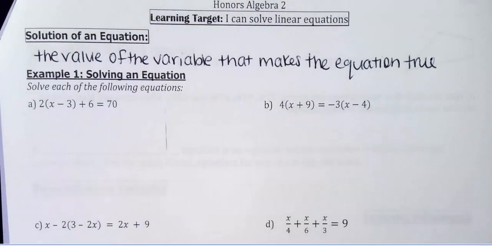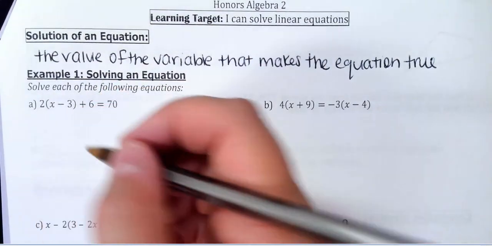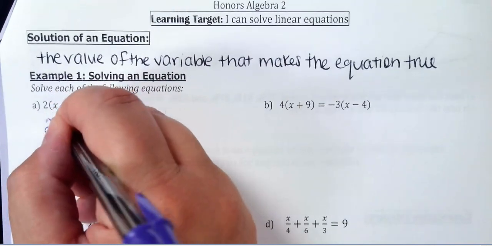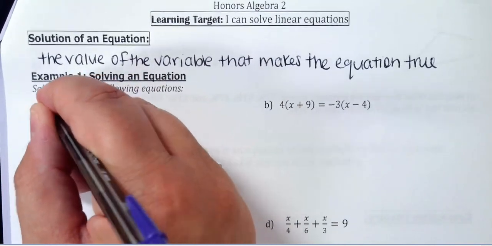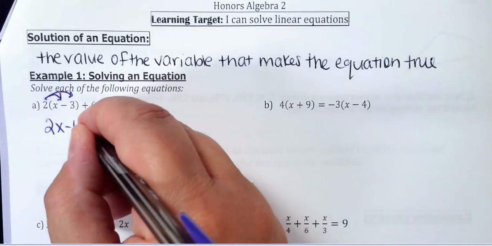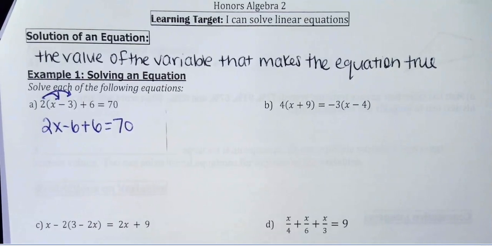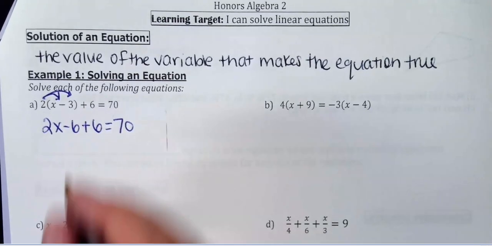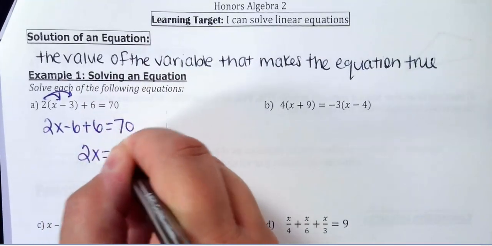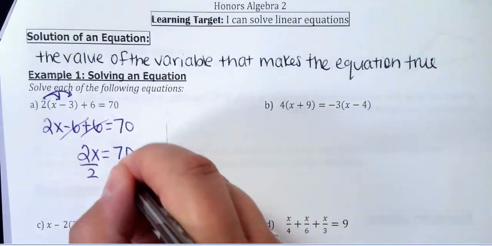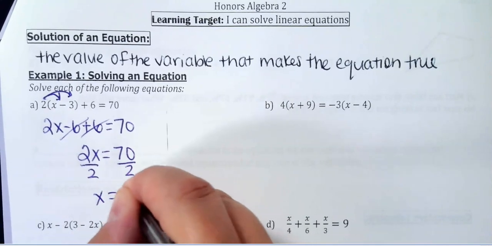Okay, so what would you write? Perfect. Do a little distributive property, get rid of those parentheses. All right, what do you want to do next? Perfect. Those negative 6, positive 6 cancel. We're going to divide by 2, and then we're done. X is 35. Exactly right.